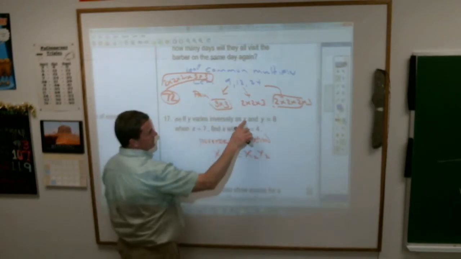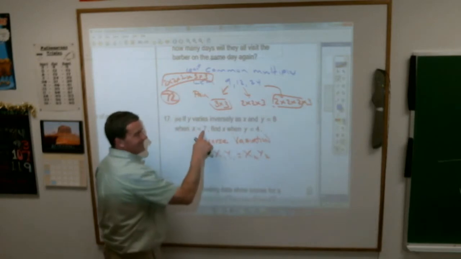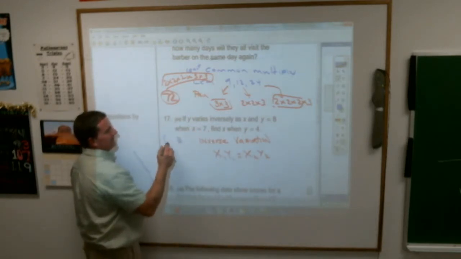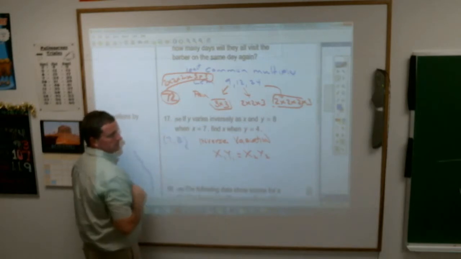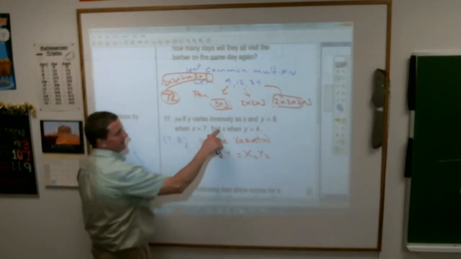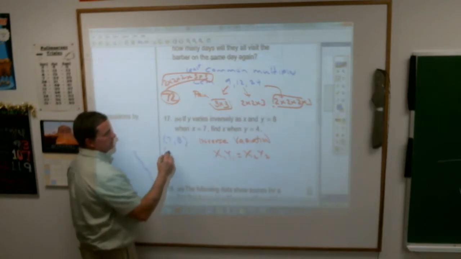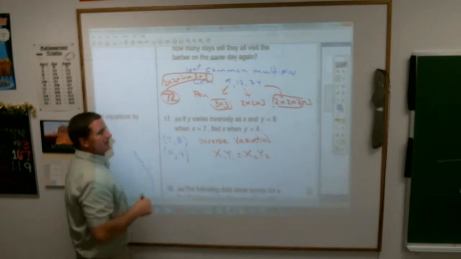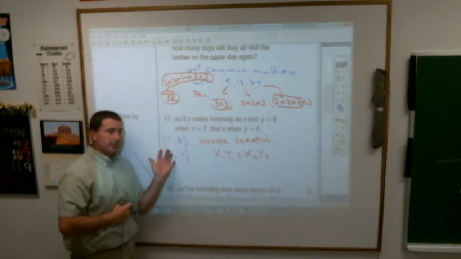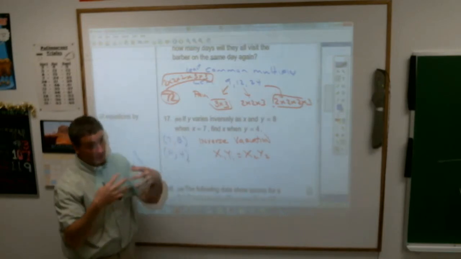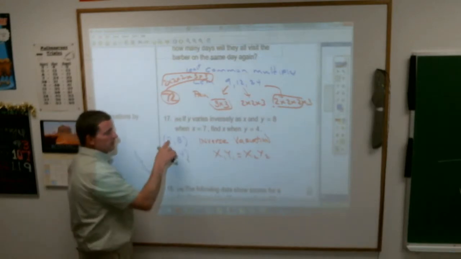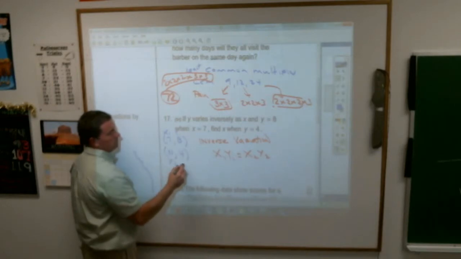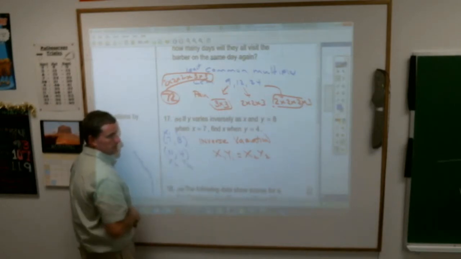If y varies inversely as x, y is 8 when x is 7. That's your first point. Y is 8 when x is 7. Find x when y is 4. I want to know x when y is 4. Because there's 2 different y values and 2 different x values there, you need some way to distinguish between the 2 of them. That's why you say, okay, I'm going to make this x sub 1 and y sub 1, and this can be x sub 2, and this could be y sub 2.